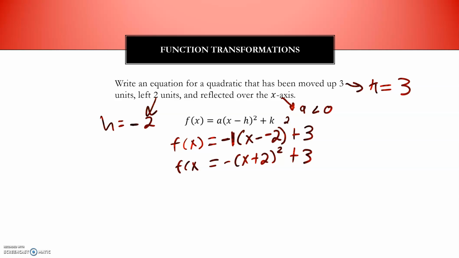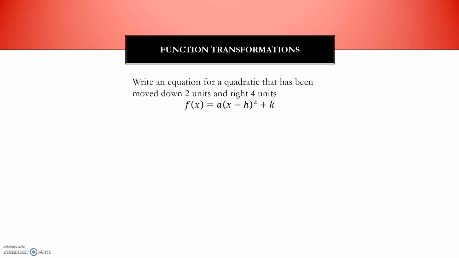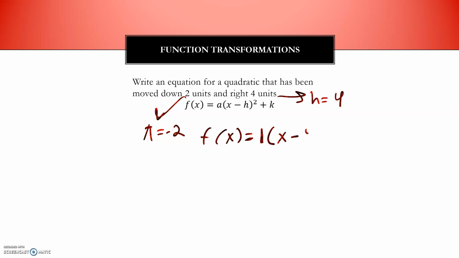All right? Let's do one more. Write an equation for the quadratic that has been moved down 2 units and right 4 units. Down 2 was k equals negative 2. Right 4 is h equals positive 4. We don't have any stretch, compression, or reflecting, so a is just positive 1. x minus 4 squared, and I can just leave that as minus 2. And that's it. Nothing else to simplify.